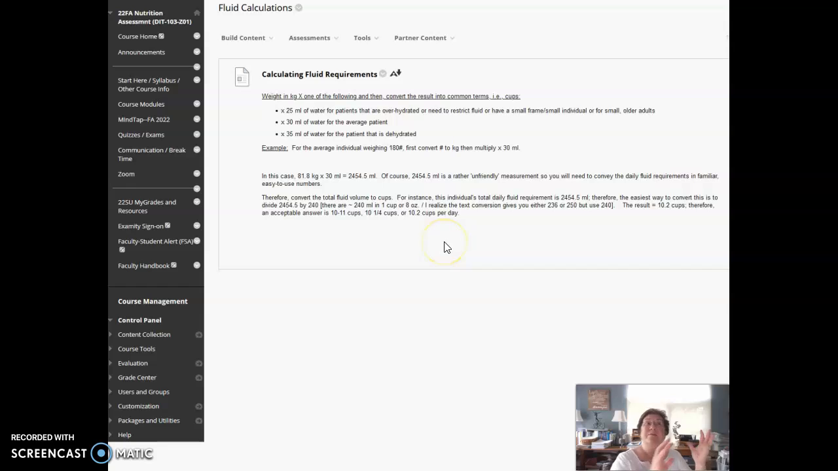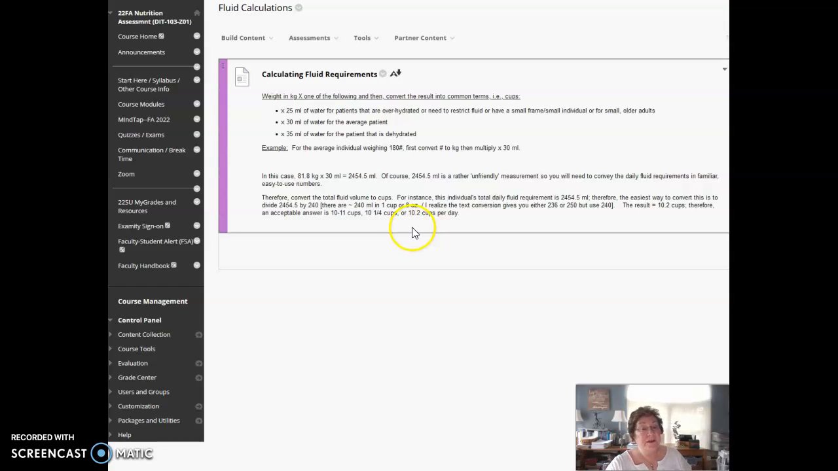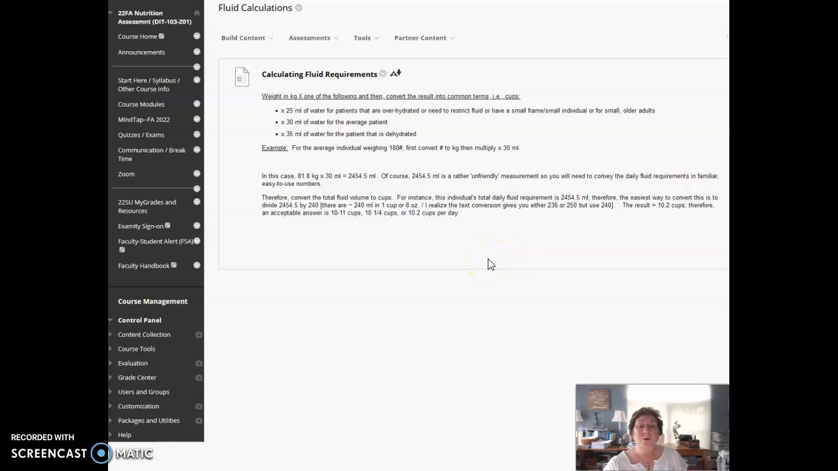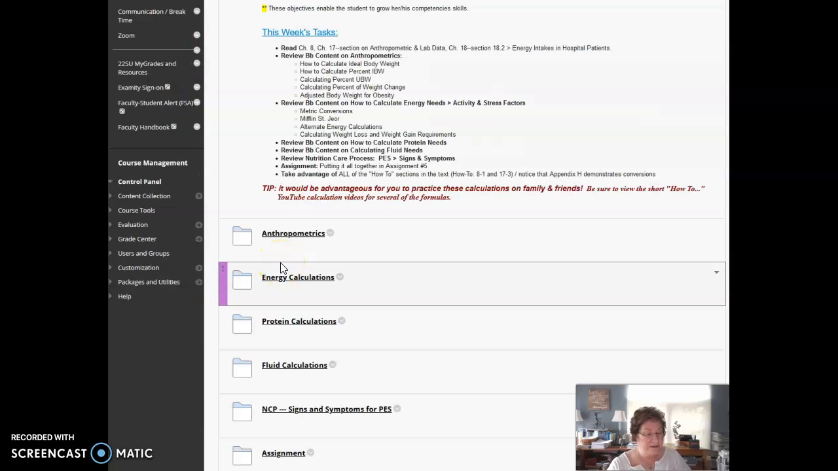So we have milliliters for detailed medical information and data, and then we convert it into something else that's friendly to us or to a patient if we're explaining what their fluid needs are. All right.